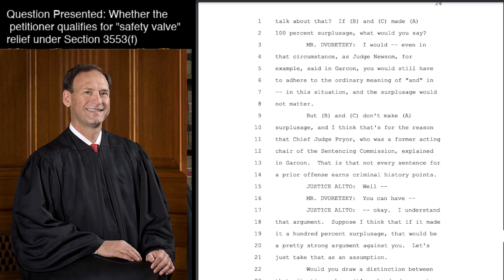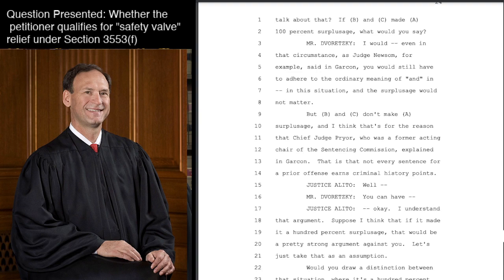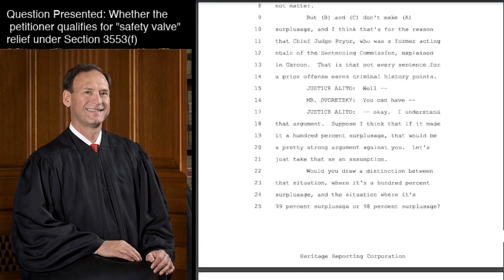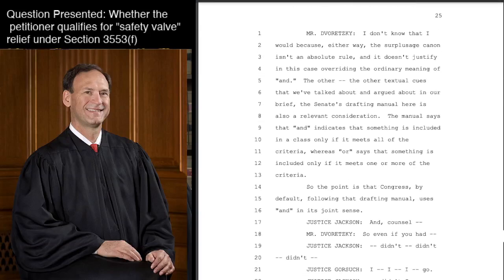Suppose I think that if it made it 100% surplusage, that would be a pretty strong argument against you. Let's just take that as an assumption. Would you draw a distinction between that situation where it's 100% surplusage and the situation where it's 99% surplusage or 98% surplusage?